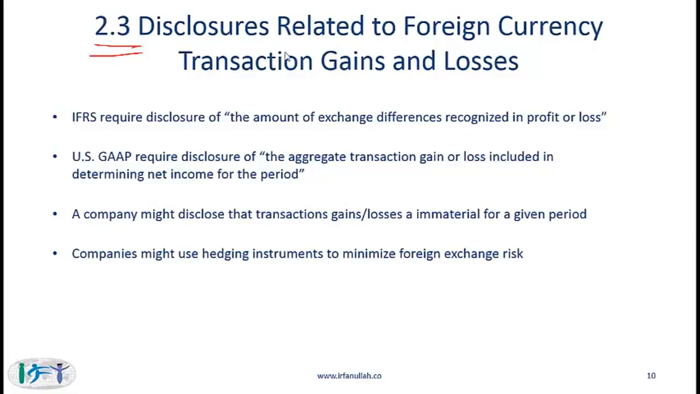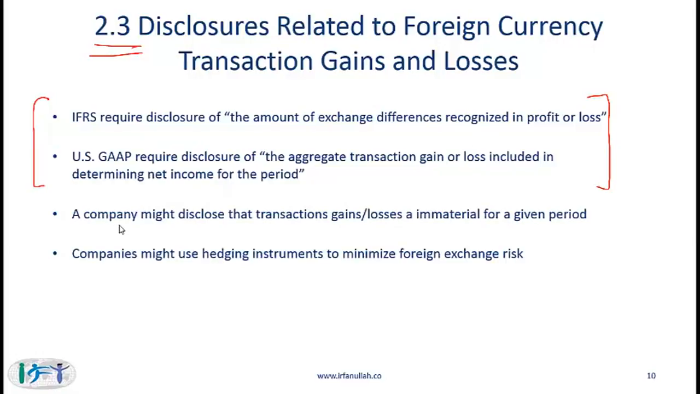Section 2.3, disclosures related to foreign currency transaction gains and losses. Both IFRS and US GAAP require that foreign currency gains and losses for a given period be shown on the income statement. They have slightly different ways of stating this, but effectively both statements here mean the same thing.